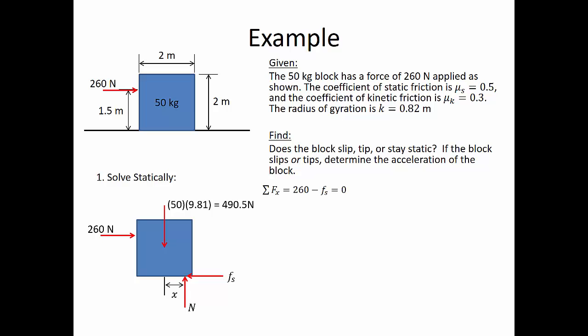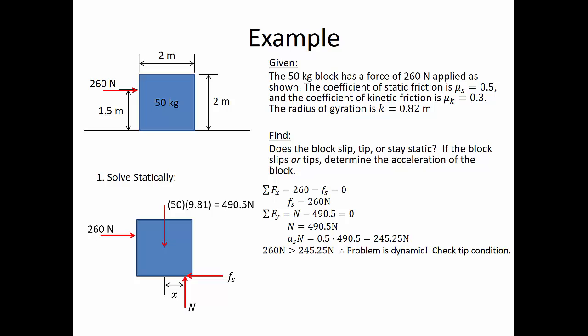If we sum forces in the x direction, then we've got 260 newtons, the applied force, minus the friction equals 0. So our friction would have to equal 260 newtons in order for this to be a static problem. We then sum forces in the y direction. Our normal force minus our weight, 490.5 newtons, is equal to 0. So our normal force would be 490.5 newtons. Our maximum static friction would be our coefficient of static friction times the normal force, or 0.5 times 490.5, which would give us 245.25 newtons.